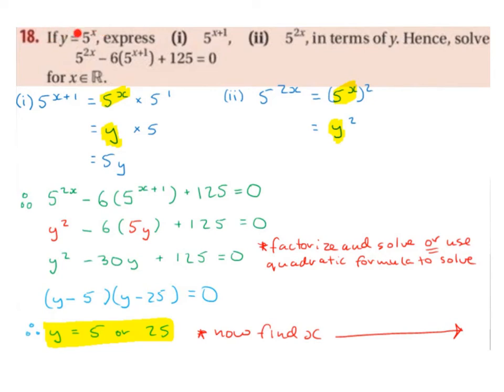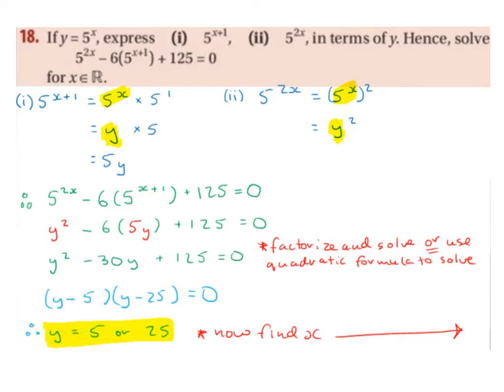If y is equal to 5 to the power of x, express 5 to the power of x plus 1 and 5 to the power of 2x in terms of y. Hence, solve 5 to the power of 2x minus 6 times 5 to the power of x plus 1 plus 125 equal to 0, and x is an element of the real number set.